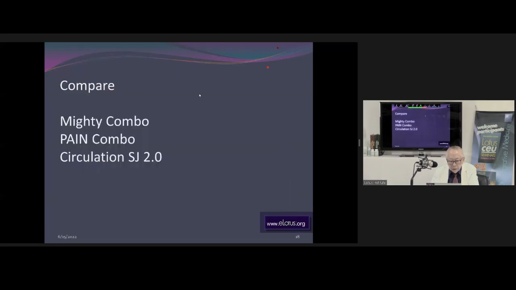Compare. Mighty combo, pain combo, circulation sanjiao. Like I said, mighty combo is for people with a lump inside, not just injury or blood stagnation. Pain combo is for unknown conditions. You don't have time, or the ability to make the proper diagnosis, and the patient is complaining, I have this pain, I have that pain. You don't even know whether the pain is coming from the internal organs, from the extremities, from joints, or from any spasm, so you just simply use it. Circulation sanjiao is more for pure blood stagnation.